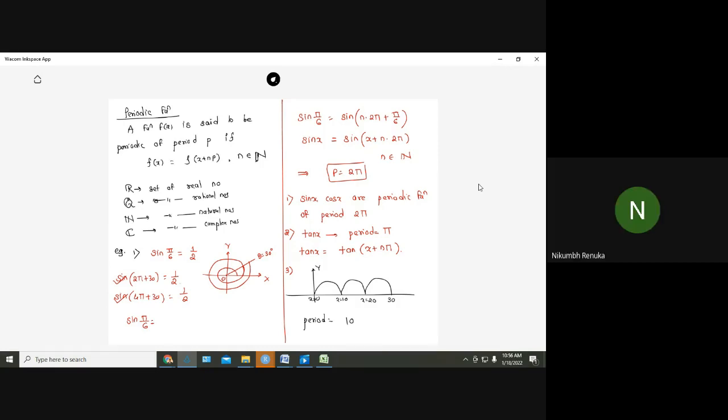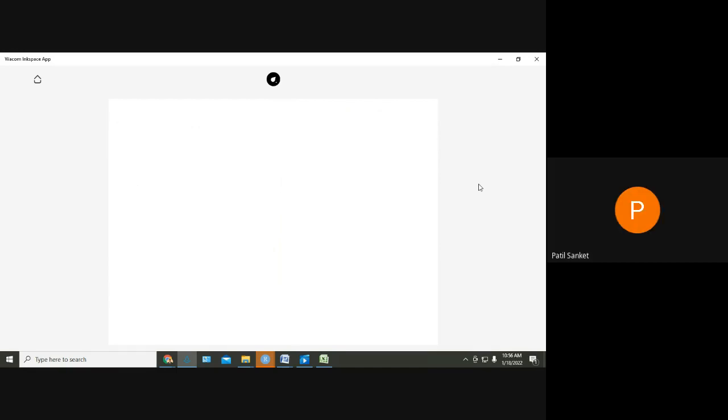Let me go to the next page. A few more concepts we want to understand about periodicity, and a question is expected in the online exam on the periodic function. Can I change the page? Okay, so next example, fourth example.